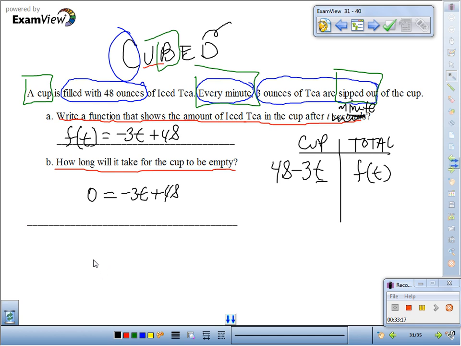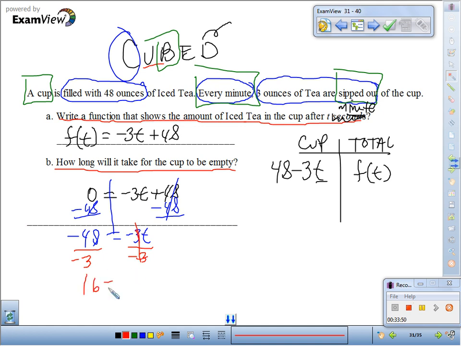What do I do from there, everyone? Minus 48, minus 48. We're left with negative 48 equals negative 3t. And what is our last step? Divide by negative 3, divide by negative 3. 16 equals t.